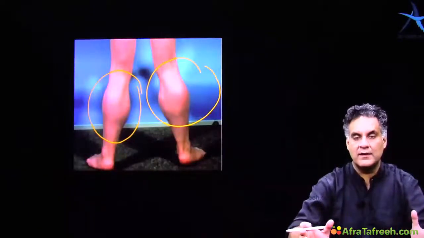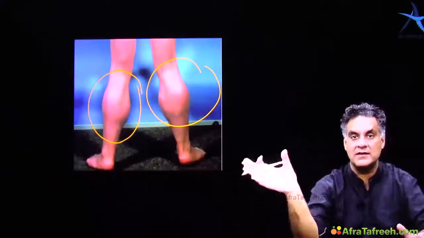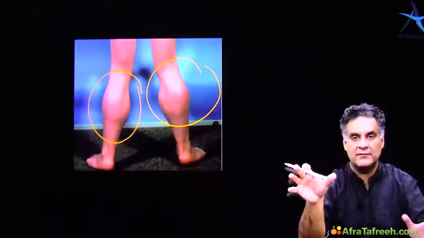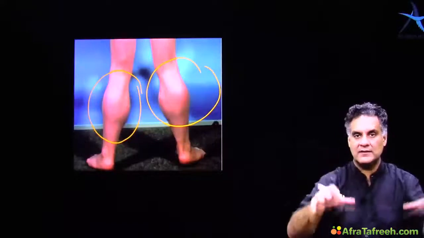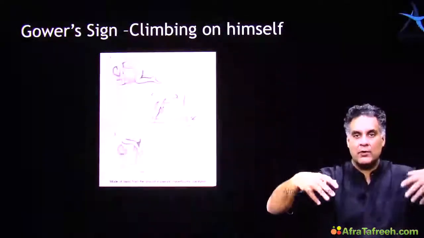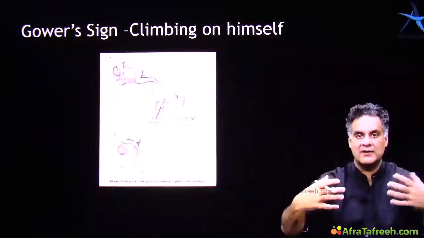Duchenne's muscular dystrophy occurs because of a mutation in the dystrophin gene, which is the largest gene in the human body. The presentation is usually less than 5 years of age. There is weakness in the proximal muscles. That's why when a patient has to get up, he will take the support of his own body to get up, called as Gowers' sign. He climbs on himself.